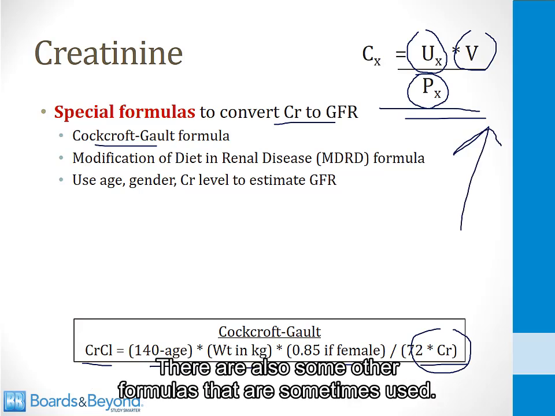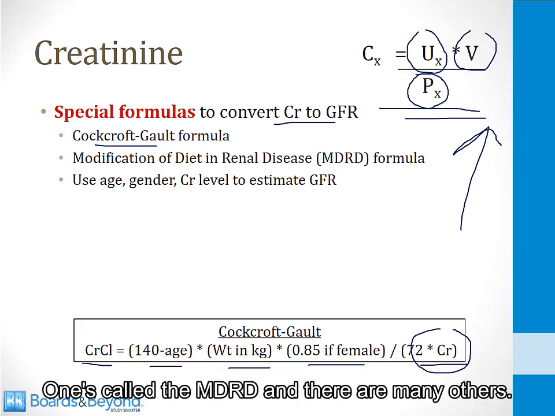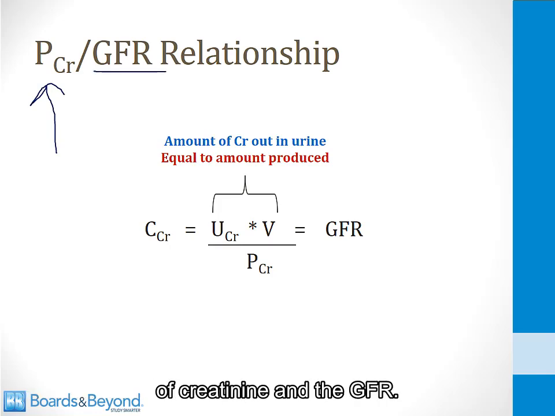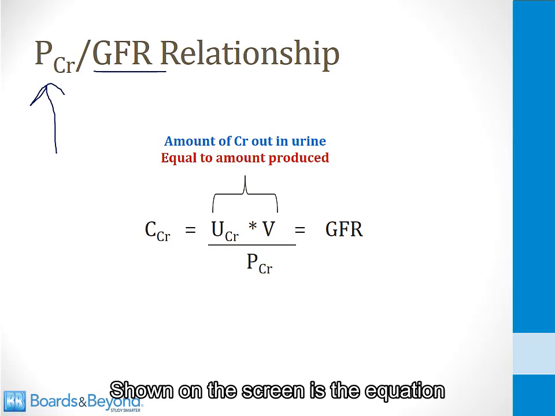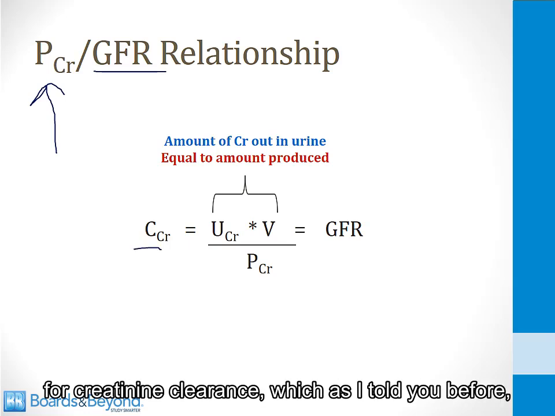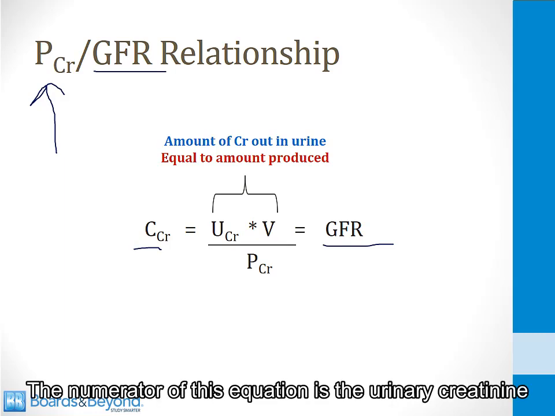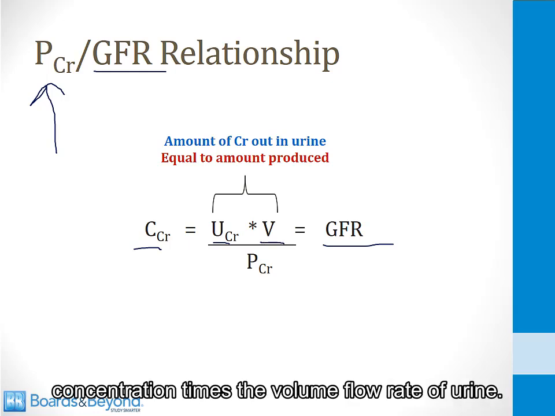There are also some other formulas that are sometimes used. One's called the MDRD, and there are many others. Let's talk in a little bit more detail about the relationship between the plasma concentration of creatinine and the GFR. Shown on the screen is the equation for creatinine clearance, which, as I told you before, is essentially equal to the GFR. The numerator of this equation is the urinary creatinine concentration times the volume flow rate of urine.